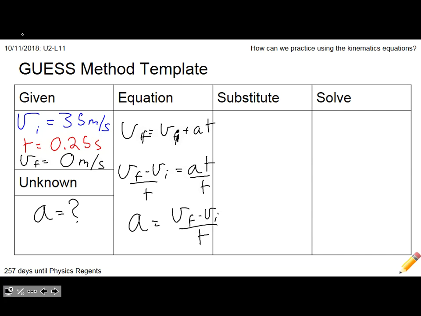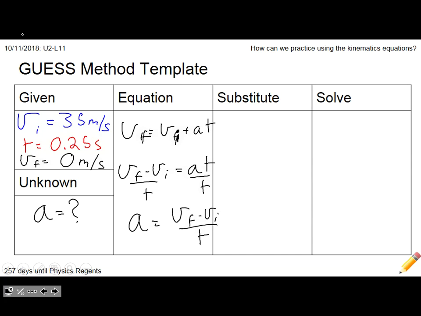A and T are being multiplied, and then it's being added, right? Okay. So now I'm on the substitute. So V final, yes. How do I know it's this equation? We looked at our givens and our unknown, and we picked the one of the 4 that has all the things we need. So now I can do this substitute.